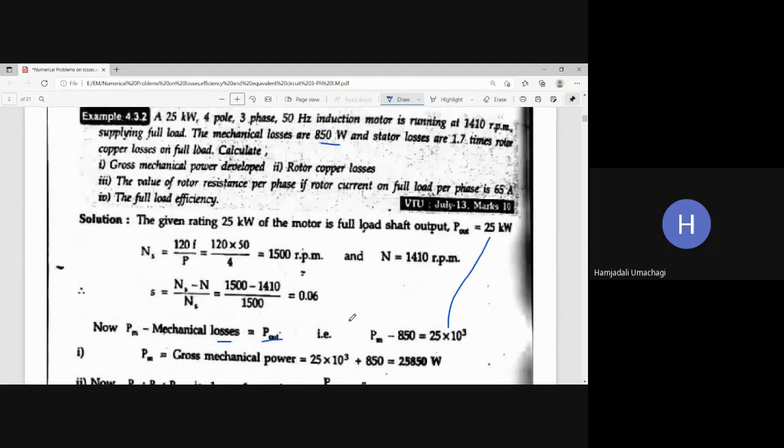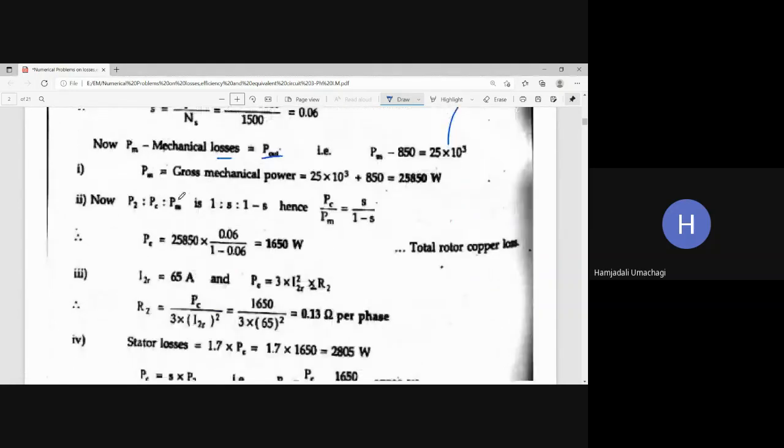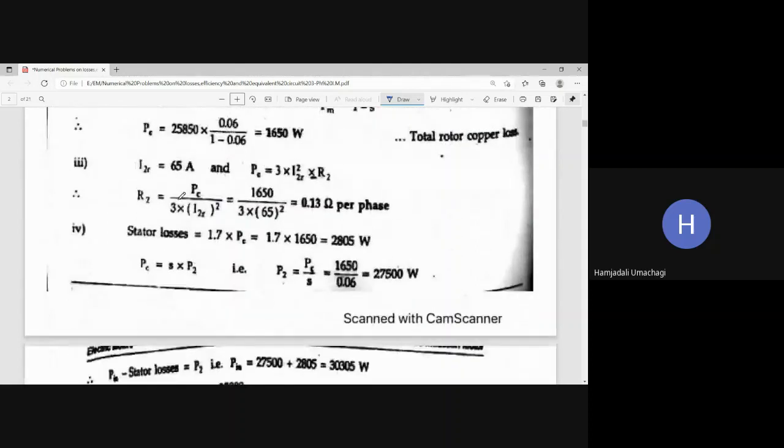Next, we should calculate the full load efficiency, P out by P in. In order to calculate it, we should calculate all the losses. First we calculate the stator losses. Stator losses is equal to 1.7 into PC, so 1.7 into 1650, which is the PC value. Then we get stator losses as 2805 watts.